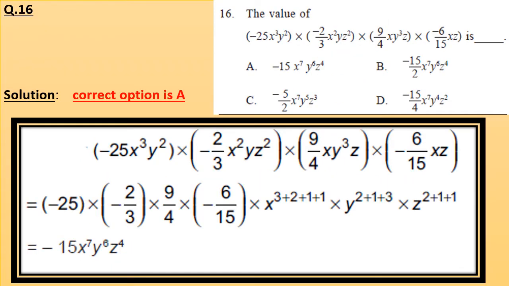See the solution of question 16th here. So see the equation. Now what we have done is we have separated the constant terms and variable terms. So write first the constant terms and then write the variable terms and add the power of x in x, y in y and z in z. So we will get, after solving, the answer as minus 15 x to the power 7, y to the power 6, z to the power 4. So correct option is A.